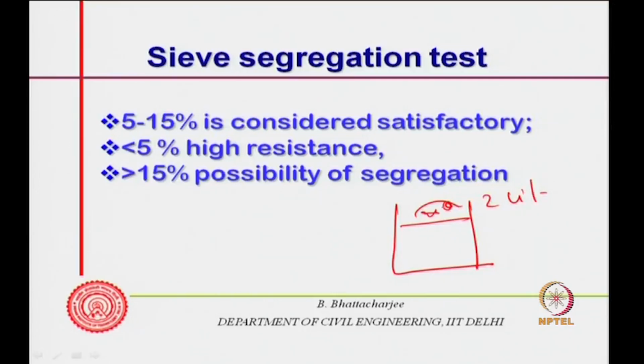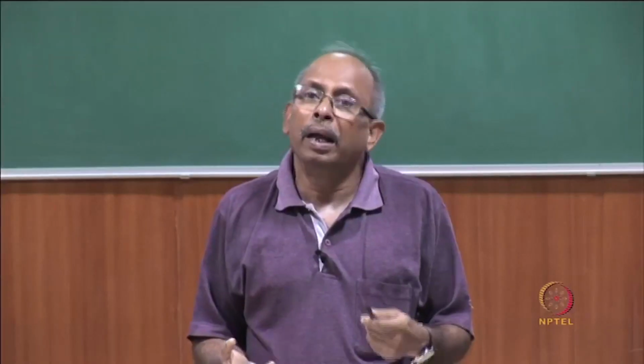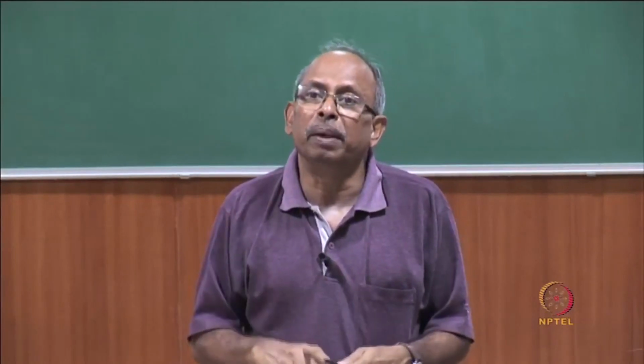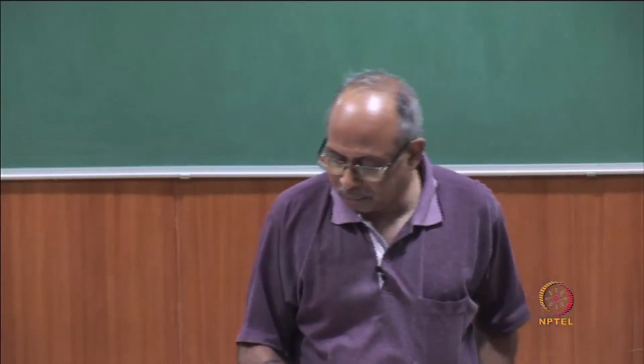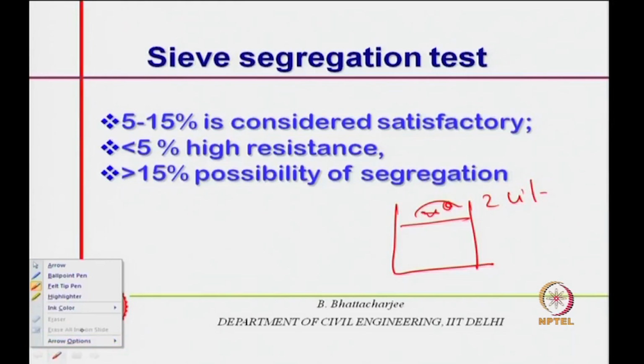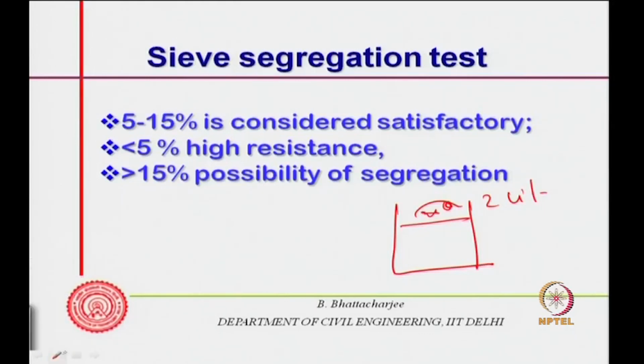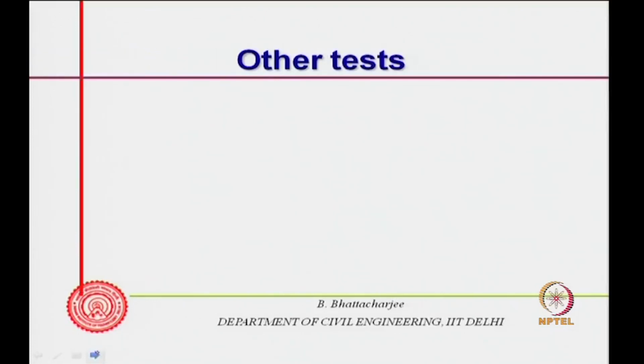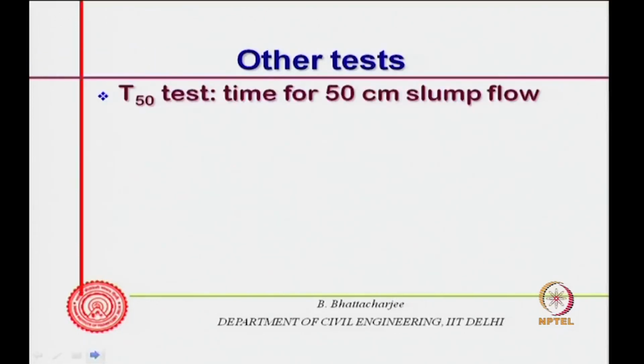So, high segregation resistance might reduce down the flow, that is why less than 5% may not be desirable, but if more than 15% is passing, that means it contains mostly the fines, and therefore, majority is passing through it. So, therefore, this is a measure of segregation resistance. Then this is another test, the T50 test.